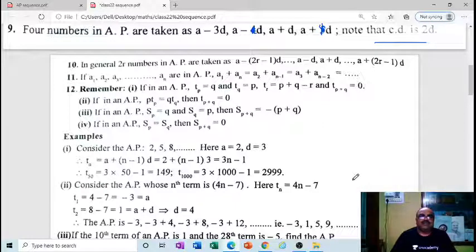In general, 2 odd numbers in AP are taken as a minus (2r minus 1) into d, a minus d, a plus d, a plus (2r minus 1) into d. If a1, a2, a3 up to an are in AP, a1 plus an equals a2 plus an minus 1 equals a3 plus an minus 2. So these are some more points that we need to remember.